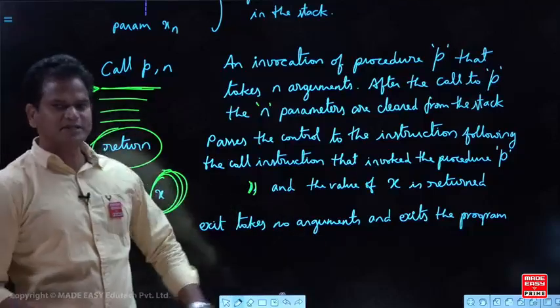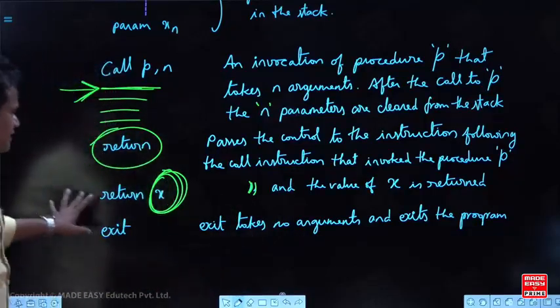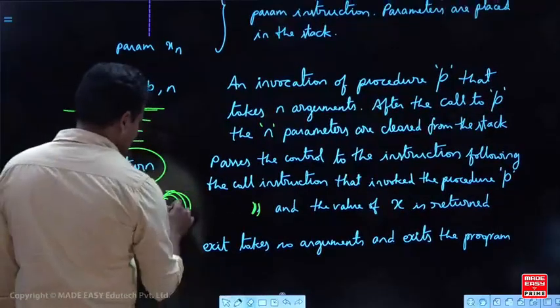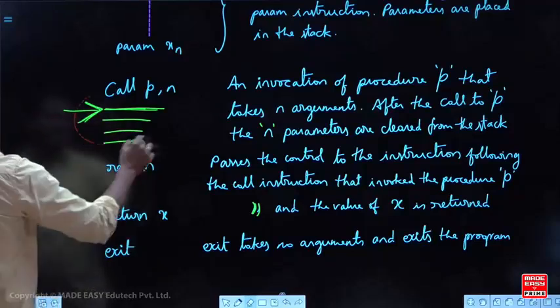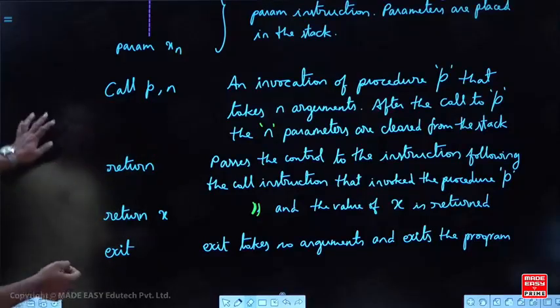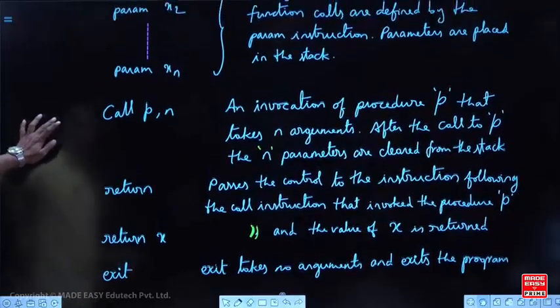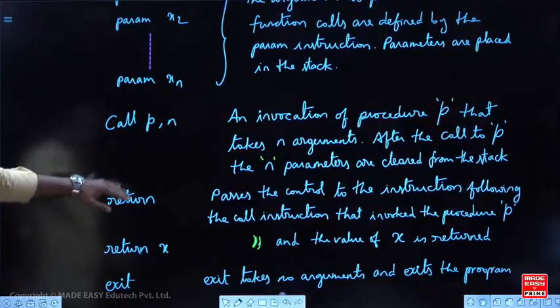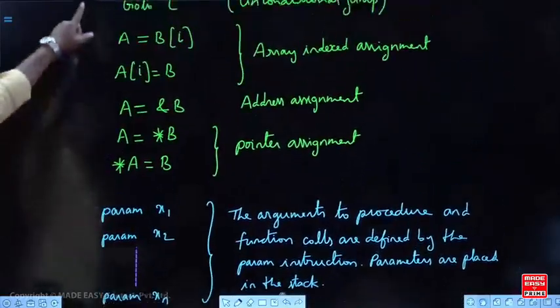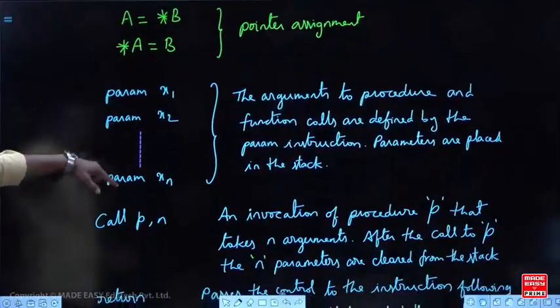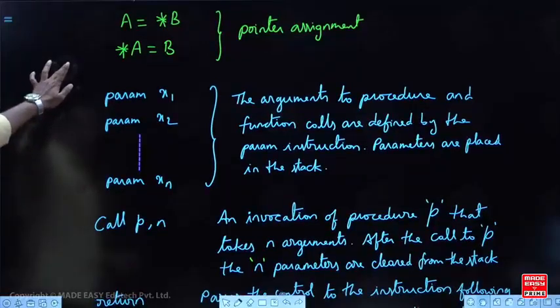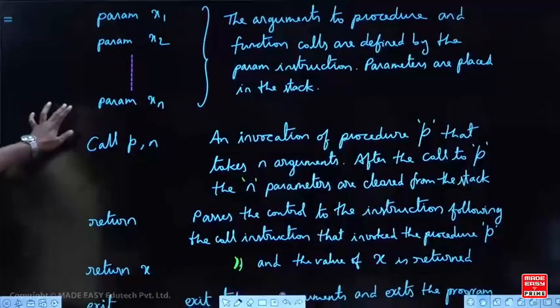Exit takes no arguments, it just exits from the program. So these are some of the three address code instructions. There are some more, you can see them. Mainly we use these, and very rarely you will see param instructions. Okay, so copy this one.